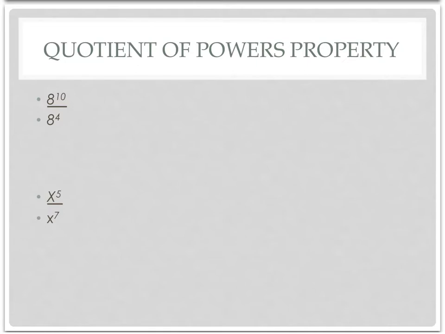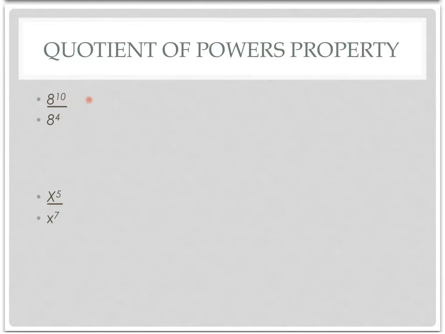The first property we're going to study today is the quotient of powers property, and you'll notice this is very similar to the product of powers property that we started with yesterday, but of course this is dividing instead of multiplying. And once again, I think you're going to quickly see that there are shortcuts, but at first we're going to do it the mathematical way.